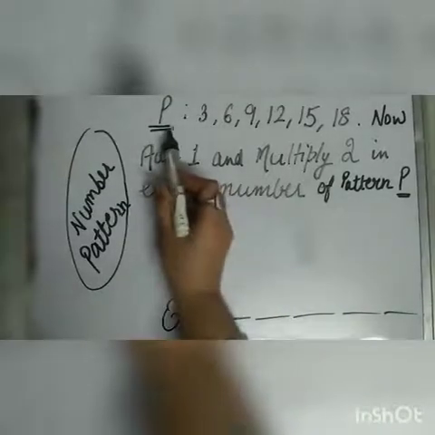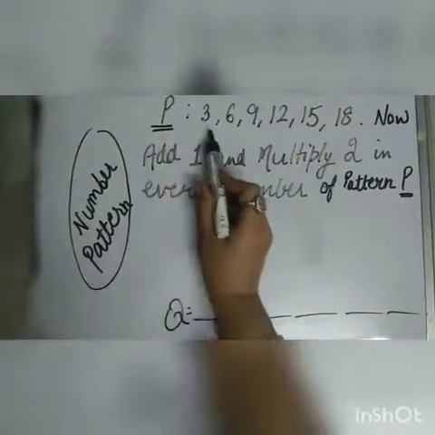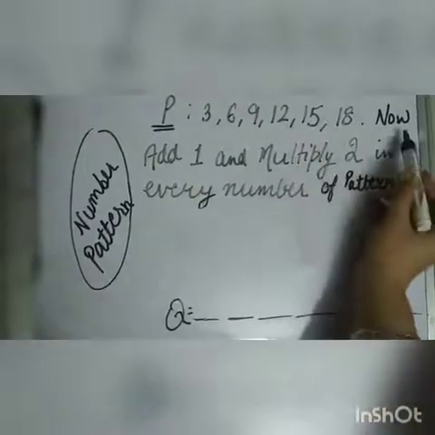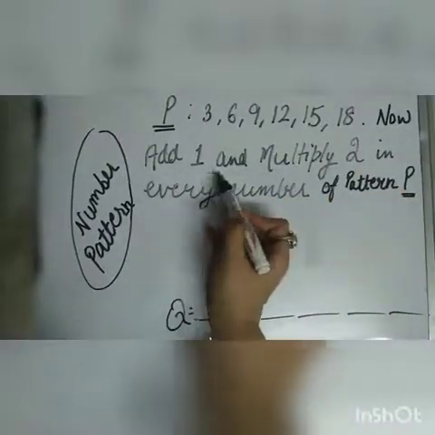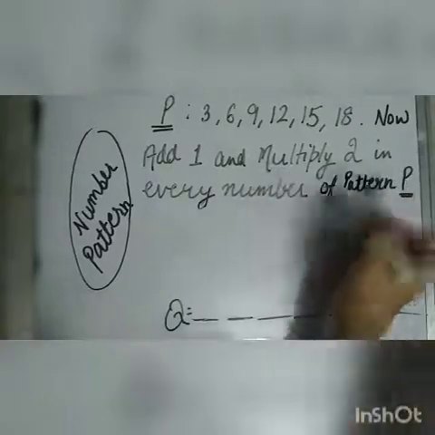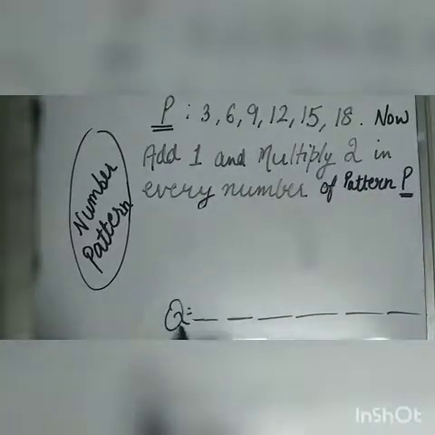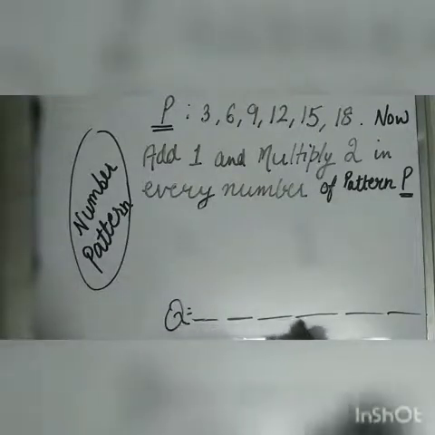Let's name a pattern P: 3, 6, 9, 12, 15, 18. Now add 1 and multiply by 2 in every number of pattern P. We will get a new pattern, that is Q. We have to write all the numbers in the new pattern.